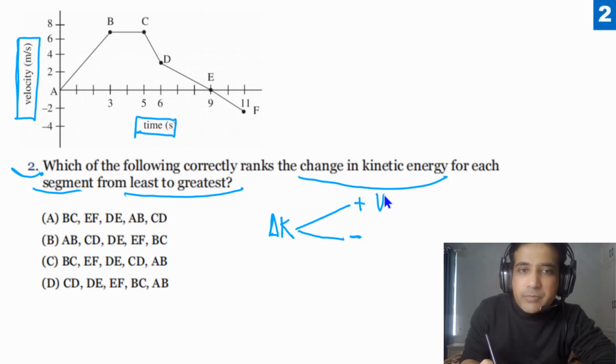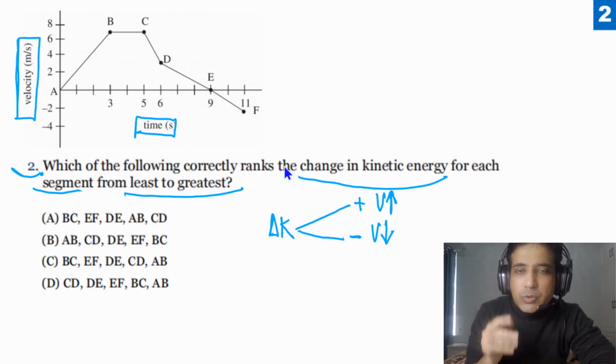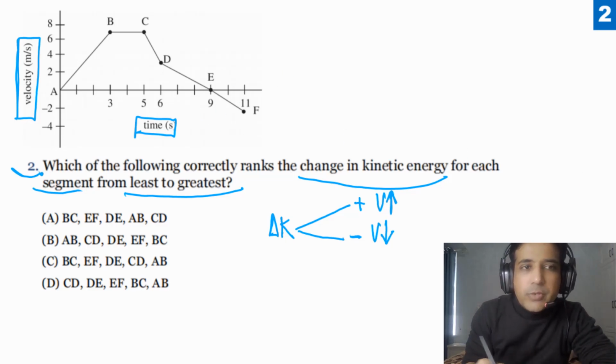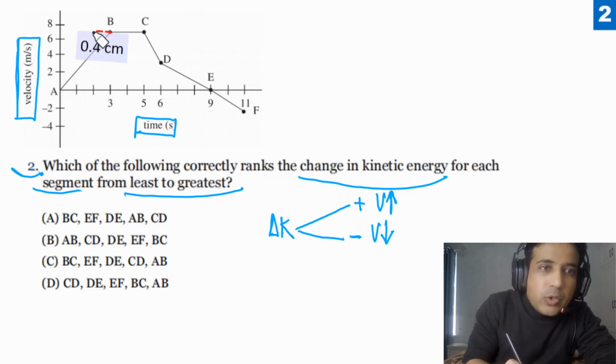If the speed is increasing, change in kinetic energy is positive. If the speed is decreasing, it means change in kinetic energy is negative. As in this case, mass is constant, so the change in kinetic energy simply we can determine based on change in speed. So let's try to find out how we can approach this problem. First of all, we can draw these dotted lines so we can read the speed from y-axis.